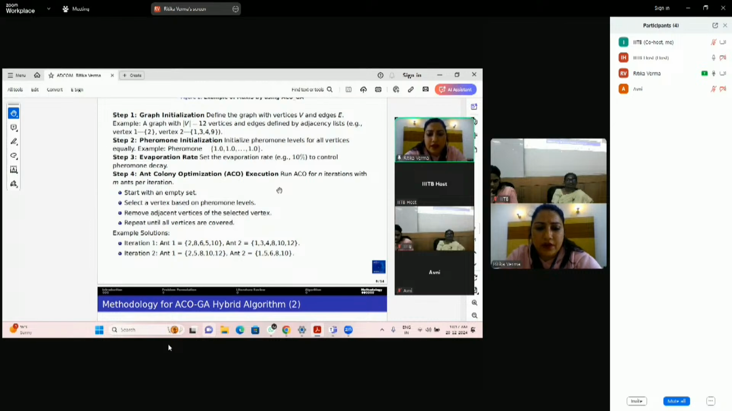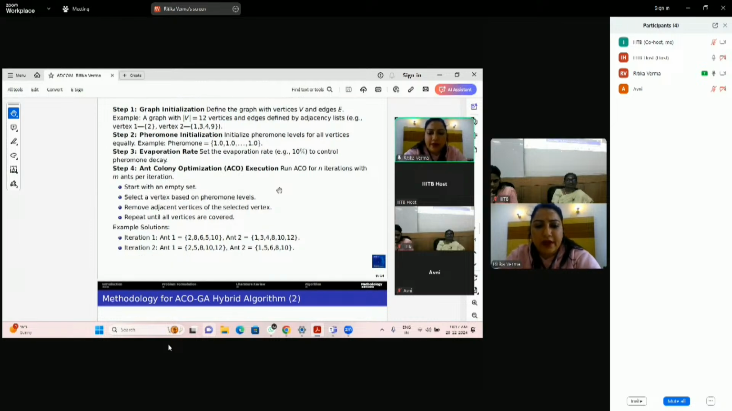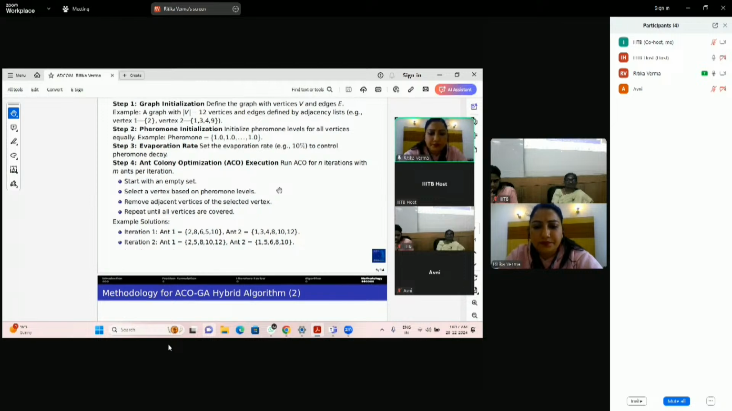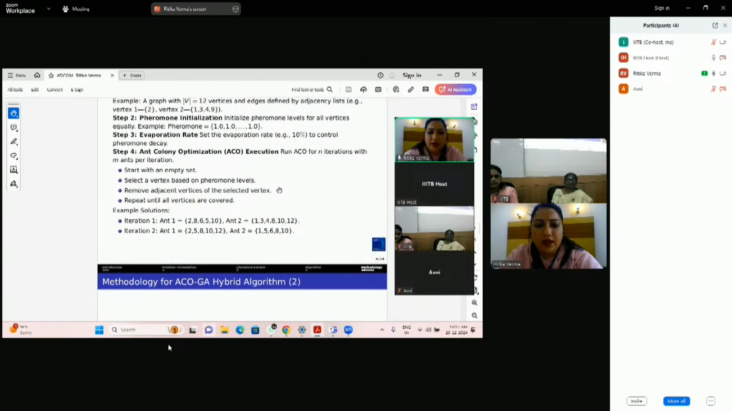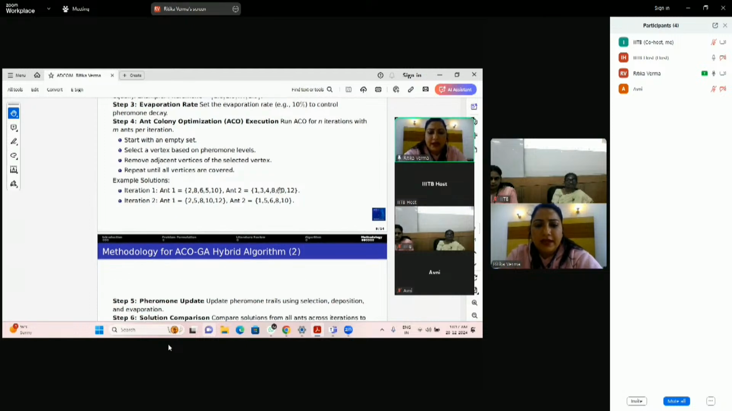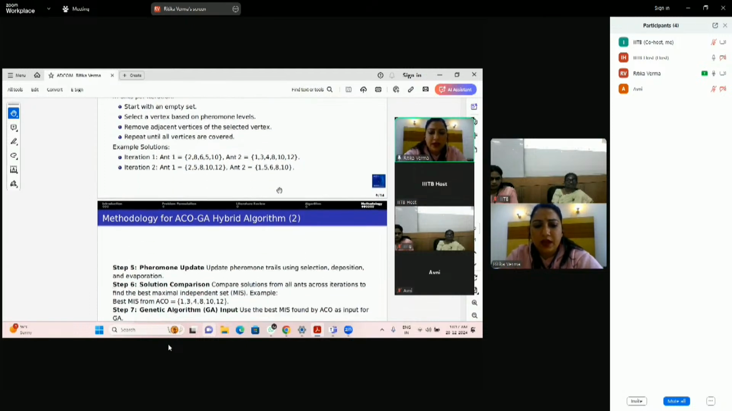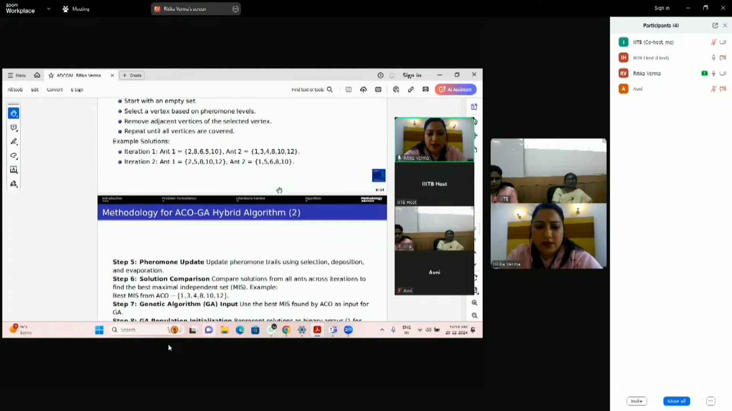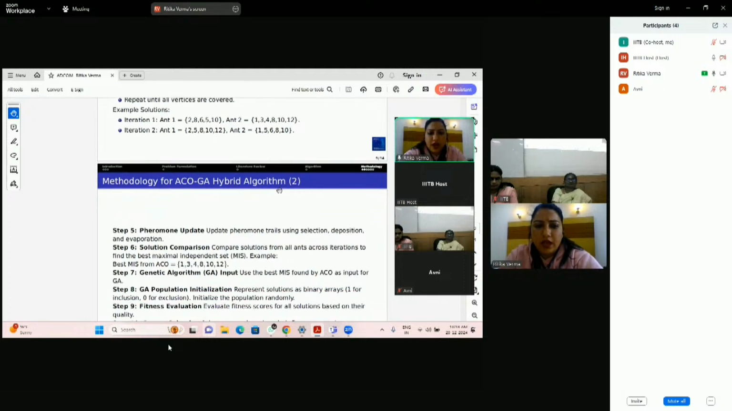For example, for iteration 1, ant 1 gives the solution 2, 8, 6, 5, 10. Ant 2 gives the solution 1, 3, 4, 8, 10, 12. Similarly, ant 3 gives its solution, and the pheromone level is updated according to selection, deposition, and evaporation. If ants use the same path continuously, the pheromone level will increase on that vertex. Then it compares across all iterations and at last gives the best maximal independent set, like the best MIS for ACO is 1, 3, 4, 8, 10, 12.